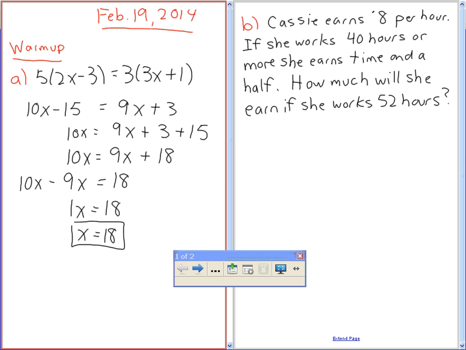It was the time and a half. So let me read it through one more time. Cassie earns $8 per hour. Not an expensive job, but that's okay. After 40 hours, she earns time and a half. How much will she earn if she works 52 hours? Now, some people do a table on this, and that's okay. Tables I love. In this case, I'm only asking for 52 hours, okay?